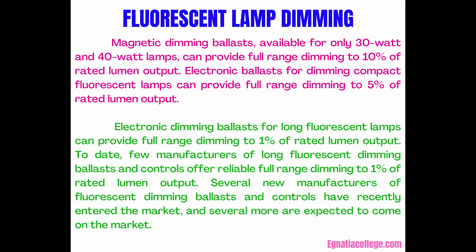Magnetic dimming ballasts, available for only 30-watt and 40-watt lamps, can provide full-range dimming to 10% of rated lumen output. Electronic ballasts for dimming compact fluorescent lamps can provide full-range dimming to 5% of rated lumen output. Electronic dimming ballasts for long fluorescent lamps can provide full-range dimming to 1% of rated lumen output.